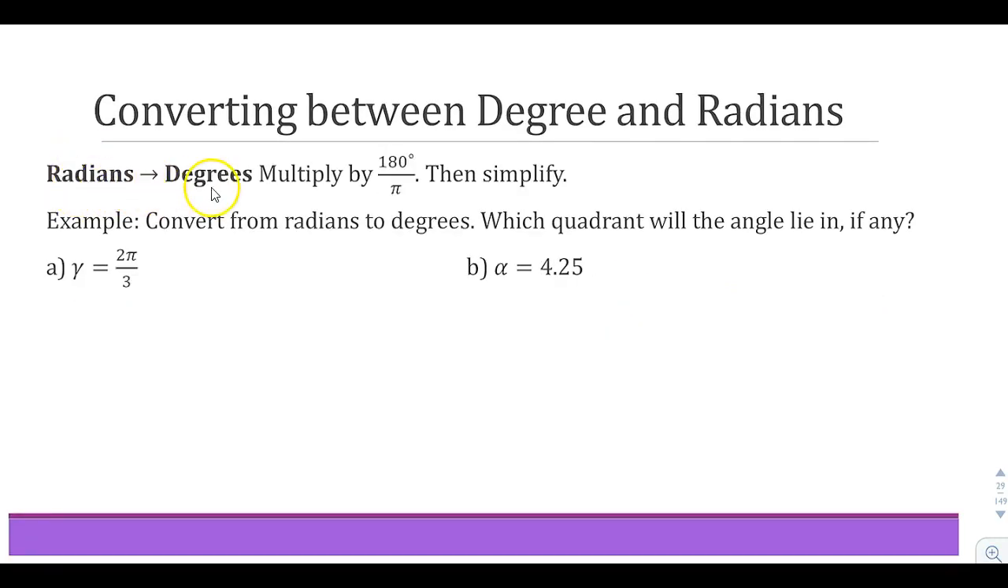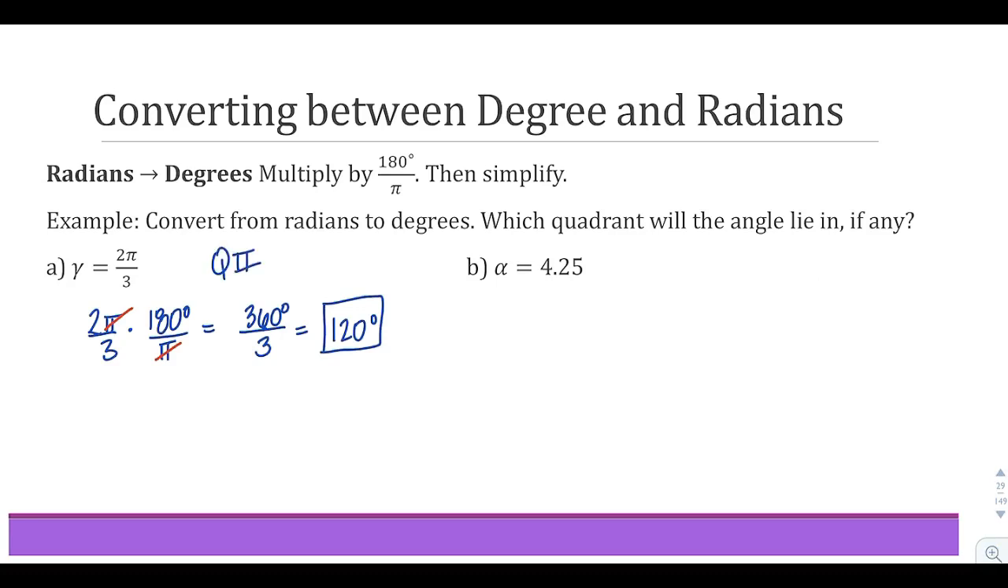Now we'll convert from radians to degrees. So we multiply by 180 degrees over pi, the reciprocal, and then simplify. So here we'll go ahead and start by looking at 2 pi over 3. So we have 2 pi over 3 times 180 degrees over pi. So we can see that we're going to be left with degrees in our answer. So we're going to have 2 times 180 divided by 3, so that's 360 divided by 3, or 120 degrees. And 120 degrees is between 90 and 180, so we are in quadrant 2.